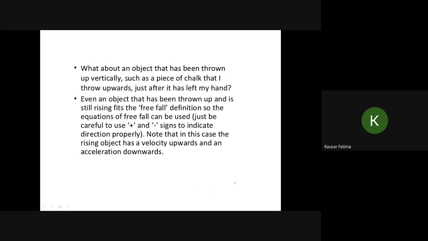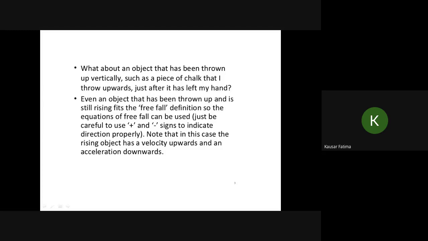Take an object that has been thrown up vertically, such as a piece of chalk. Suppose I throw it upwards, just after it has left my hand, even an object that has been thrown up and is still rising fits the free fall definition. So the equations of free fall can be used. Just be careful to use positive and negative signs to indicate the direction properly.